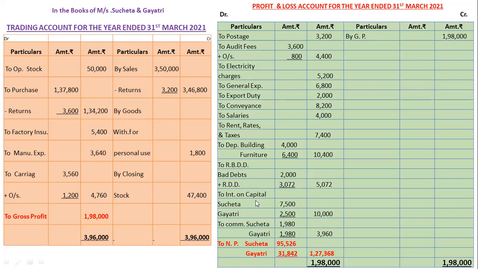Interest on capital, we have to calculate on capital of partners, that is Sucheta 7,500, Gayatri 2,500, commission of Sucheta 1980, Gayatri 1980. In red color, we have highlighted in this account, that is of net profit of Sucheta and Gayatri, which is distributed in their profit sharing ratio.